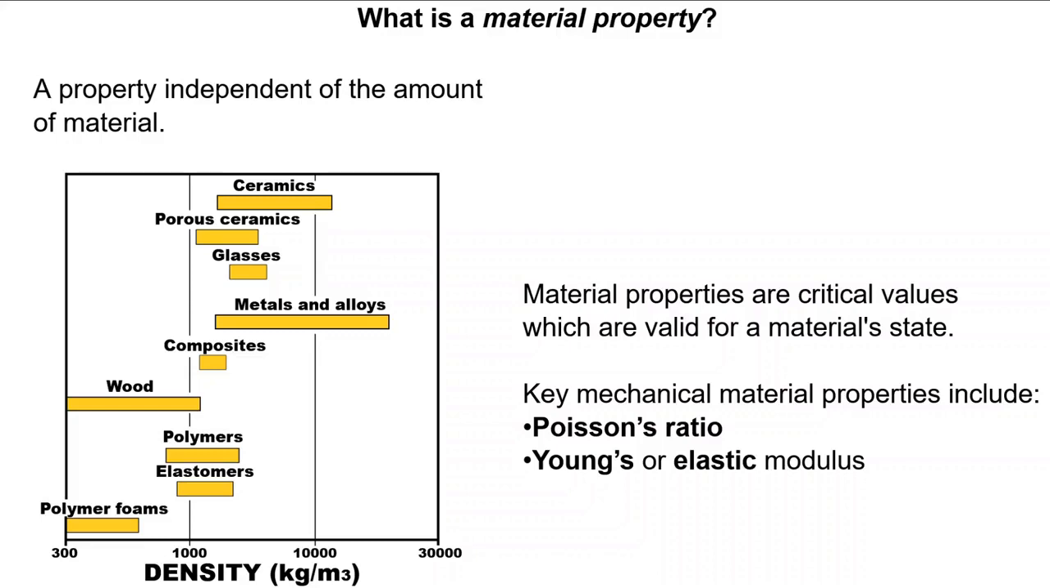Note that regardless of how much volume of a given material you may have, or the mass of that material, the density is a property that relates them. It is therefore a property independent of the amount of material. Here we can see that different classes of materials have differing densities. These densities are valid under particular conditions or a state, for example, under ambient conditions.